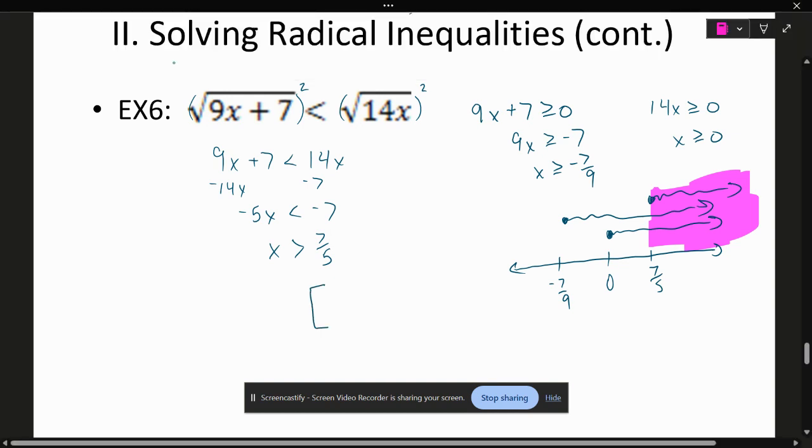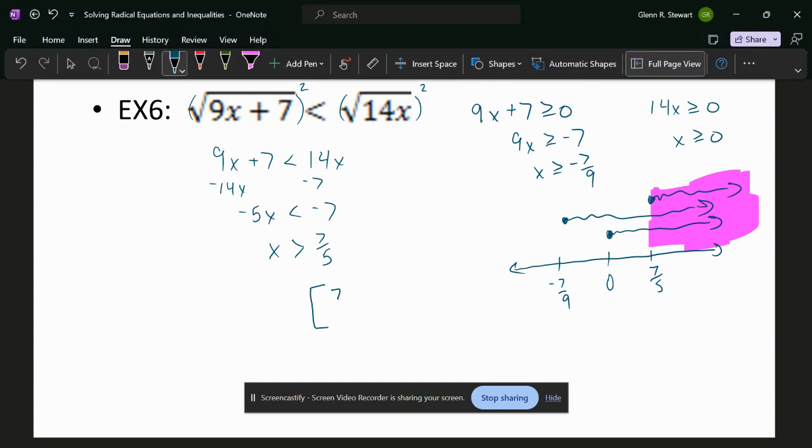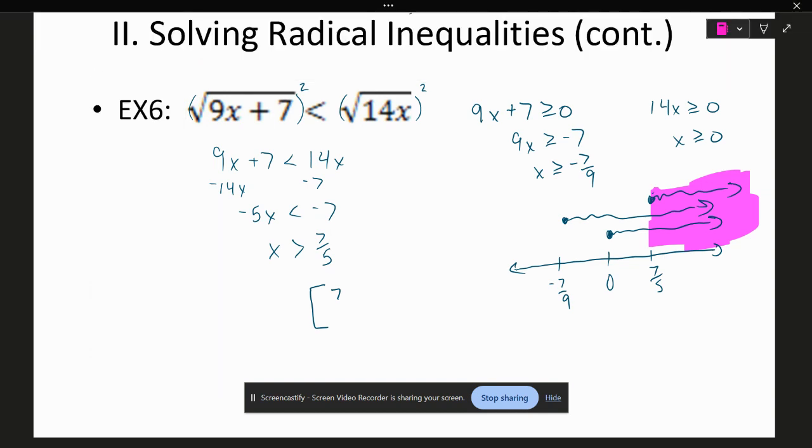So bracket, or you know what? Yeah, it is going to be a bracket. I apologize. Hold on one second. I did make one small error. This circle is going to be an open circle. However, because these other two are going through as well, we're going to say 7/5, comma, infinity.